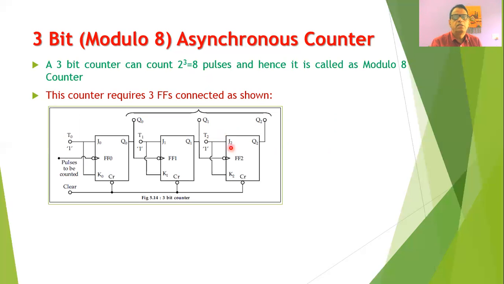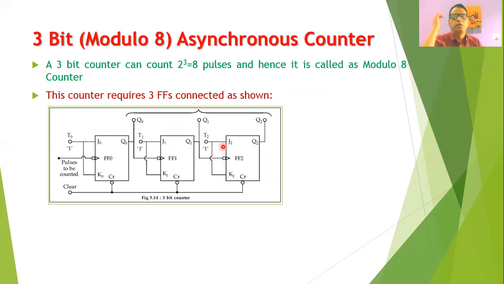So the only thing is that we have added one more flip-flop, FF2, in the earlier diagram, and observe that the clock input of FF2 is connected to the Q1 output, and the J and K terminals are connected together to T2, and all the T terminals are kept at logic 1. So all such counters are up counters, meaning they are counting in the upward direction.